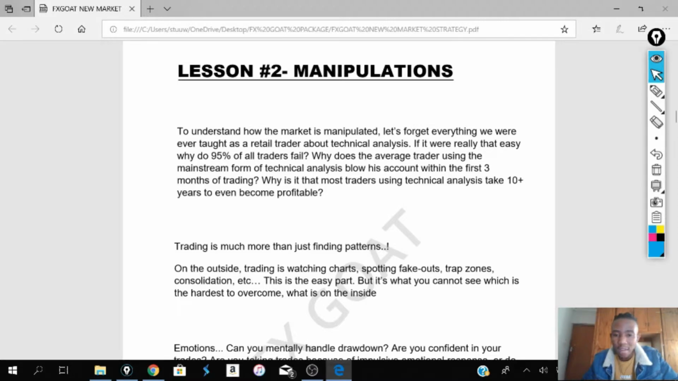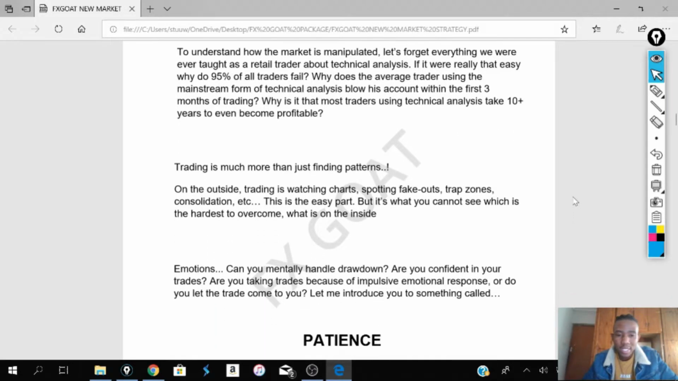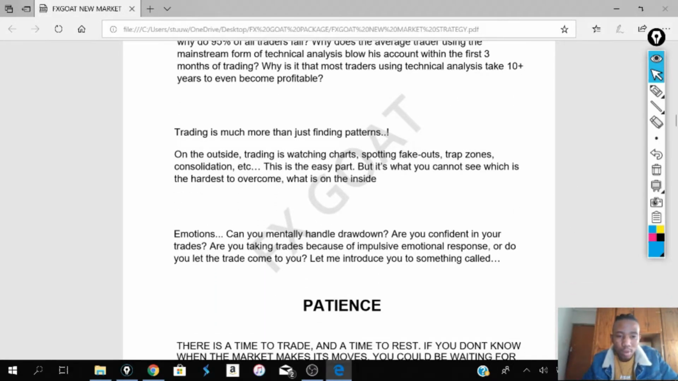Why does the average trader using the mainstream form of technical analysis blow his account within the first 3 months of trading? Why is it that most traders using technical analysis take 10 plus years to become profitable? Because they don't know that the problem lies inside. Trading is much more than just finding patterns. On the outside, trading is watching charts, spotting fake outs, trap zones, consolidation, etc. That is just the easy part.